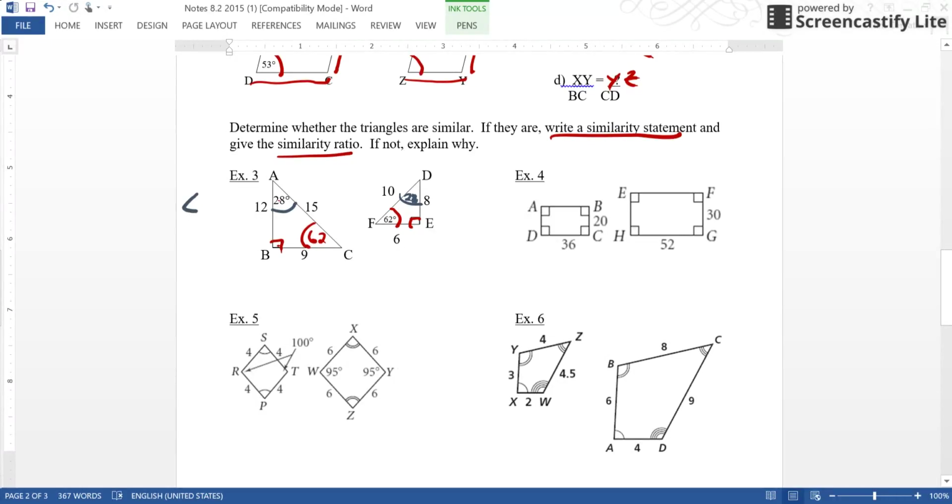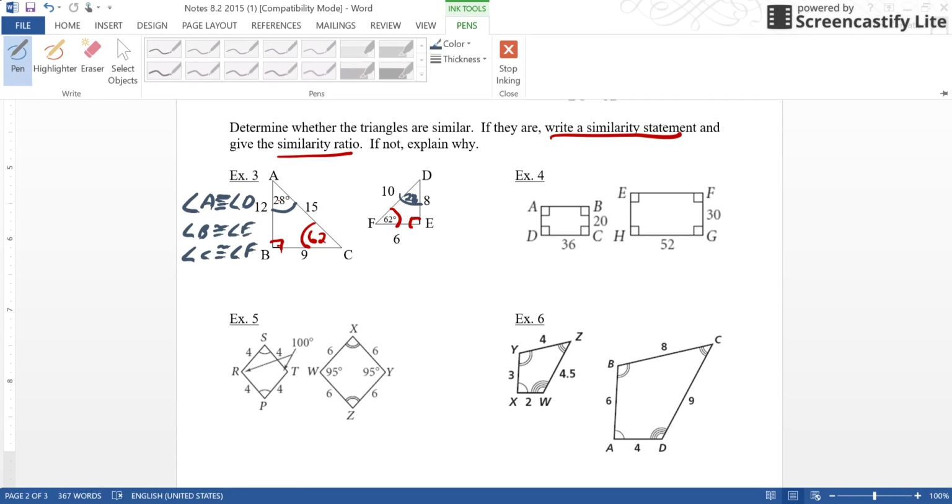So I could say angle A is congruent with angle D. Angle B is congruent with angle E. Angle C is congruent with angle F. Okay, these are congruent statements here. All right, so that's all the angles, but now I have to say, are the sides proportional?